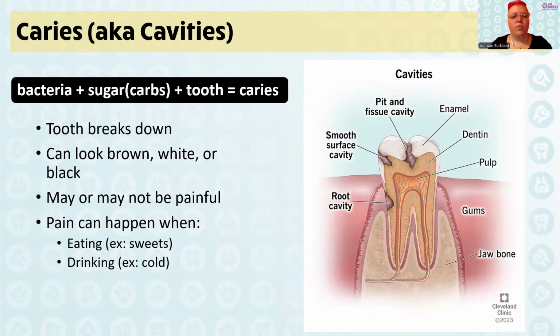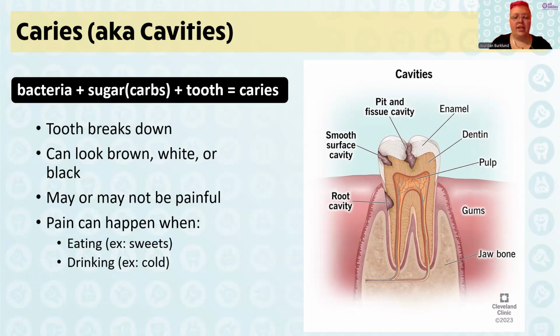So one of the things that we look for when we're doing our screenings, we are looking for cavities, or otherwise known as caries. Those two words mean the same thing, dental professionals usually say caries. So if you hear me saying one or the other, just know that they mean the same thing. So a cavity is basically when a tooth breaks down, and it does so because there are bacteria in the mouth that can cause cavities.